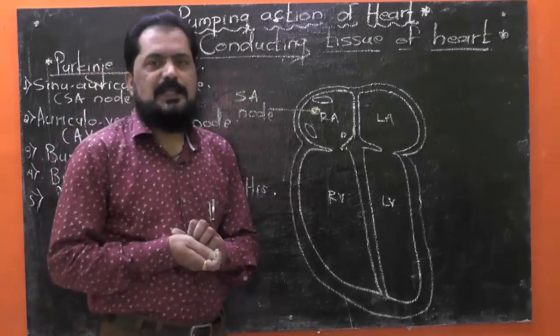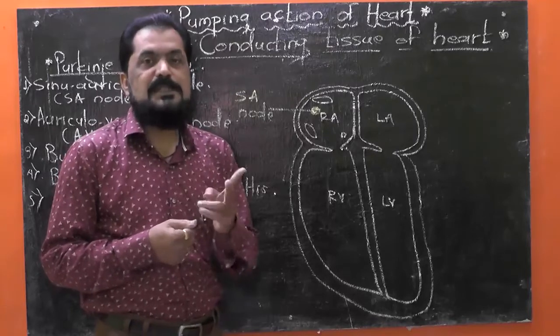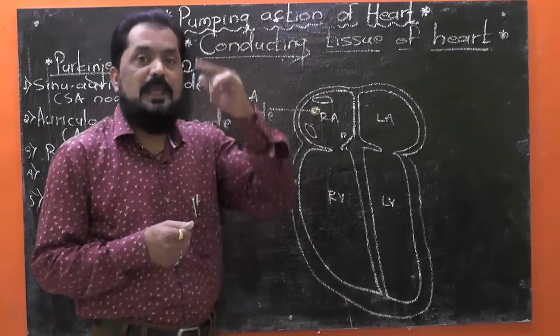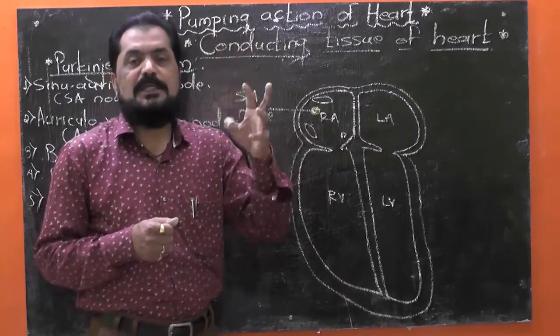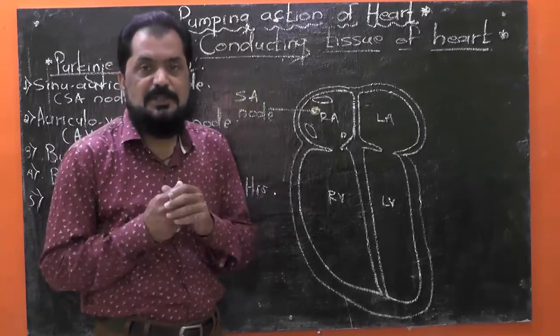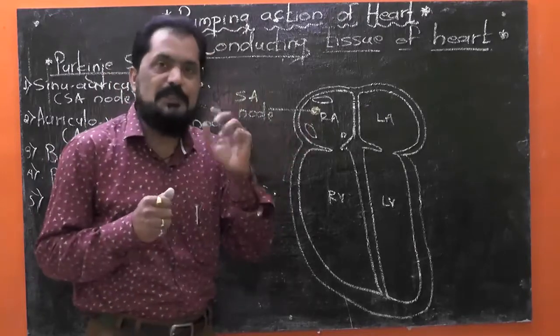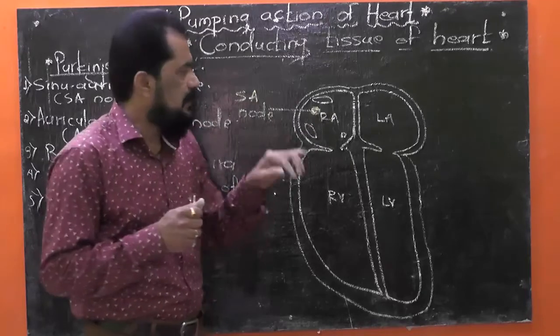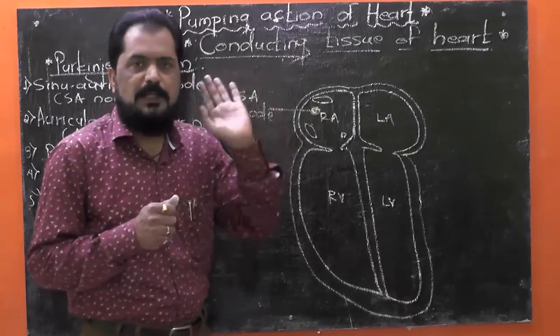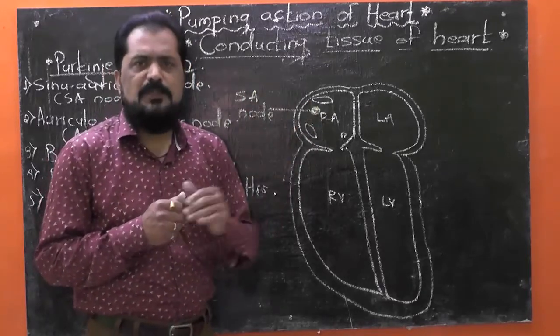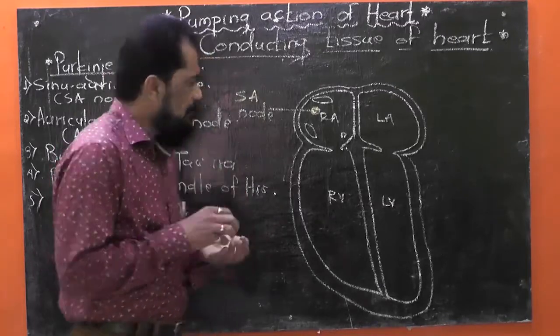Actually, it is the site of entry of sinus venosus in the embryo. In the embryo, the sinus venosus, which is an accessory chamber, opens at this place, and therefore this node has been named in this way. This SA node is also known as the pacemaker.